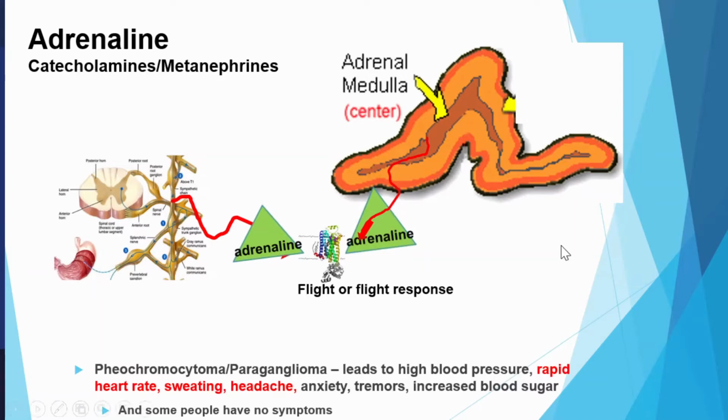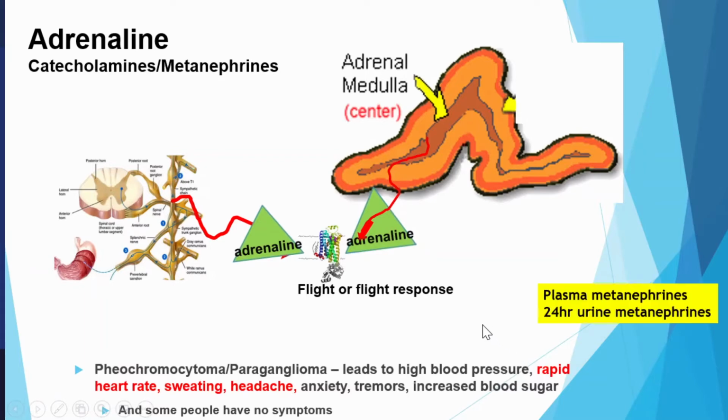Our heart starts racing, we become sweaty, our eyes get really wide, we're prepared to run away. But if you have a tumor in the adrenal gland, a pheo, or a tumor in the ganglia, a para, this can lead to constant adrenaline production, which can cause high blood pressure, rapid heart rate, sweating, headaches, anxiety, tremors, and increased blood sugars, among other symptoms. Now, some people can have high adrenaline and not recognize it, so they don't feel any symptoms. And then there are some paraganglioma that don't make adrenaline, and so they don't lead to these kind of symptoms either.